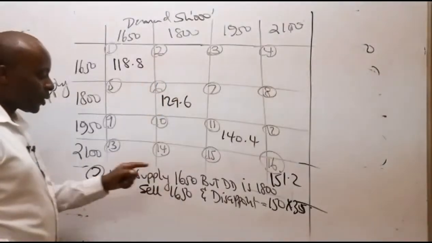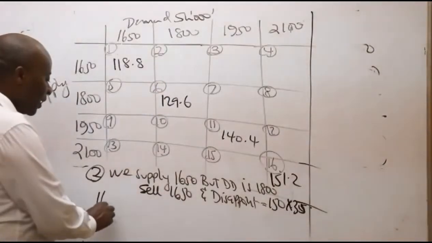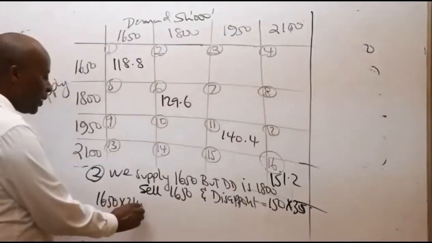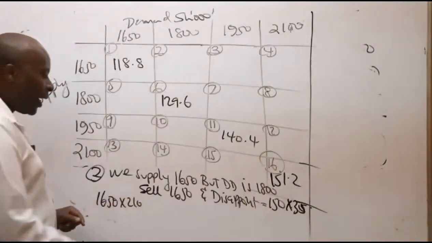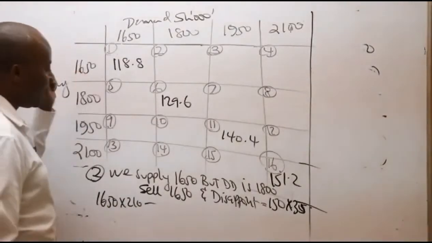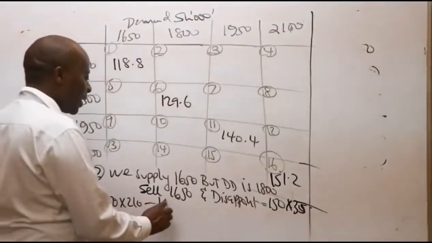So in short, I'm going to sell 1650. So for the 1650 that I sell, I know the selling price is 210, right? I know the cost of supplying this 1650. The cost of supplying 1650 will be 1650 times 138. So please don't forget the disappointment figure.